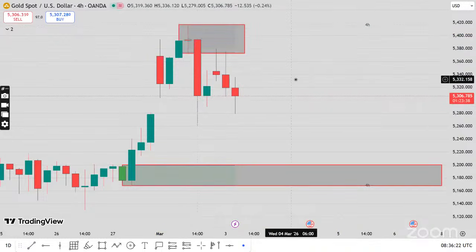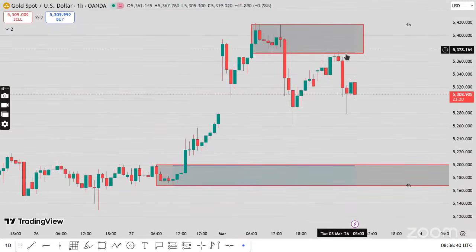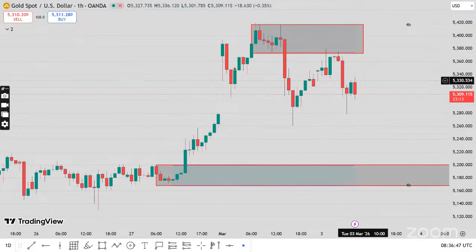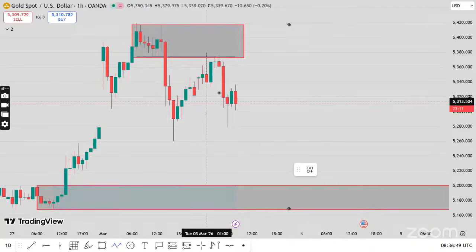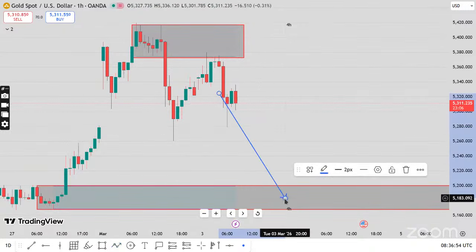Even if you want to use it as a standalone tool, you will be making money. But yeah, this is it. So if we go back to the 1 hour time frame, you can see how price got into the 4-hour engulfing and boom, it is selling. So we're expecting price to come into this 4-hour engulfing over here.